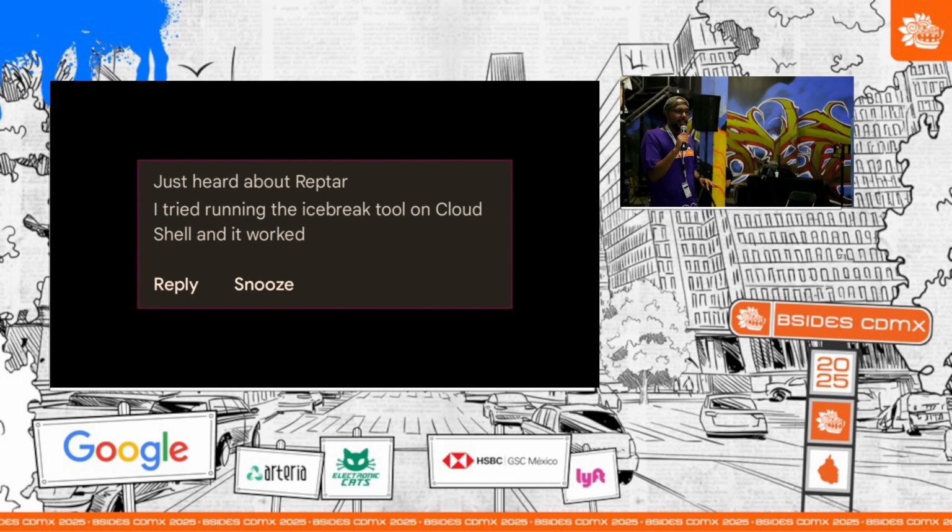But somebody sent us this message after. By the way, to give a little bit of context, Cloud Shell is a service that runs on Google Cloud. So if Cloud Shell is vulnerable, that means Google Cloud is vulnerable to this. Somebody sent us this message and they said, well, just heard about Reptar. I tried running the Icebreak tool on Cloud Shell, and it worked. At this point, we kind of panicked because we were like, what the heck? We thought we fixed everything, and now the world knows about this. And you're telling me that Google Cloud is not fixed? What the heck? We had a bit of a scary moment there.